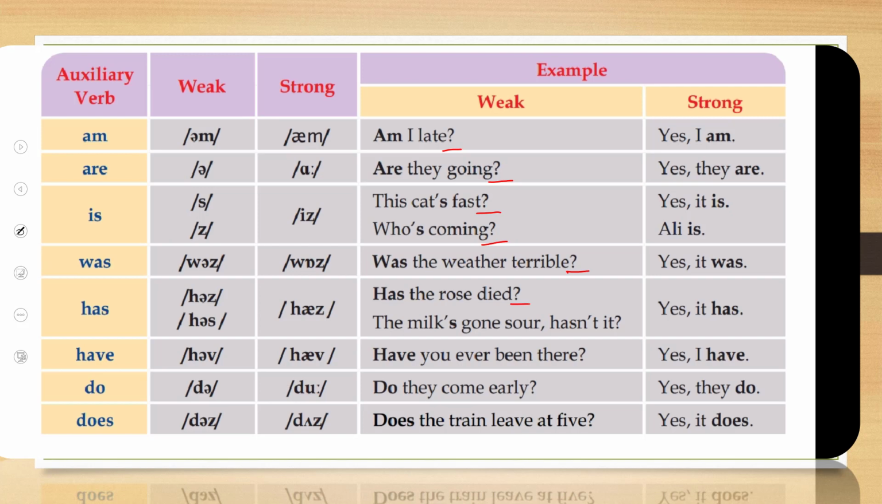But we use the strong form just in the short answer: yes, I am, yes, they are, yes, it is, Ali is, or if we have sure, I am, for example. If we have sure, I am, also we use the strong form. So the weak form should be used with interrogative and affirmative sentences, while the strong form is used in the short answer: yes, it has, yes, I have, yes, they do, yes, it does.